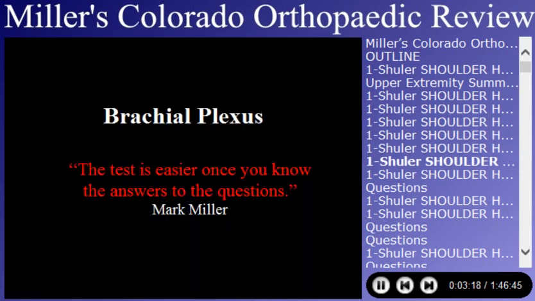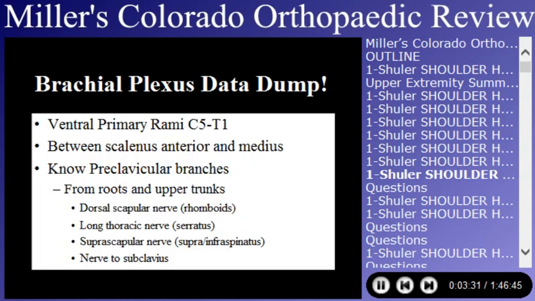And brachial plexus. We're going to spend probably 5 minutes right now on the brachial plexus because it is key testable material. One of the things Dr. Miller said during my review course is true: the test is easier once you know the answers to the questions. Makes sense. Brachial plexus, it is a data dump. You're expected to know it. That's why I have the brachial plexus diagram in expanded format in the handout.